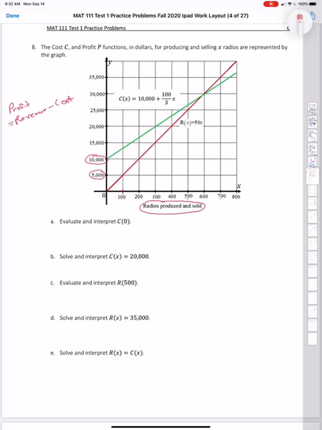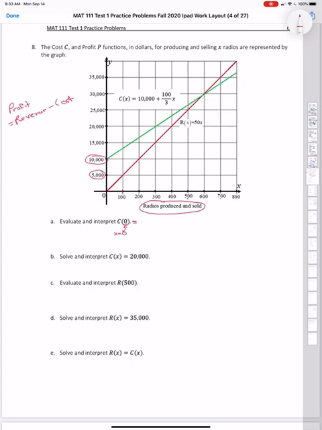In part A, it says evaluate and interpret C of 0. So we're talking about the cost function. Now C of 0, remember, we're looking at 0 here as the input, the value of X. So that means, what happens when we produce no radios? What's the cost going to be for this company? So we don't sell or produce any radios. What will we have for a cost?